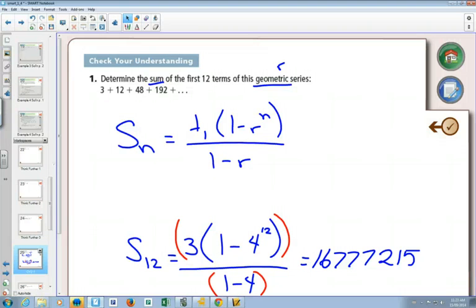Questions you can do after this one: R4, 5, 6, and 7. Again, we'll do a couple of questions, and then I'll give you some time to try some.